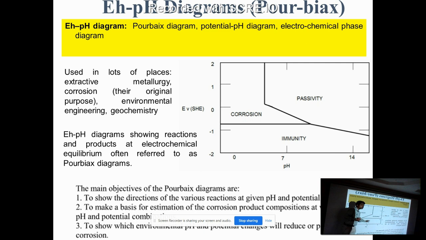Now what do you mean by these things? If you carefully observe, if I draw potential versus pH, I could identify the materials to fall in three segments. Either they may fall in corrosion, or they may fall in passivity, or they may fall in immunity. Now let us understand what you mean by all these things.